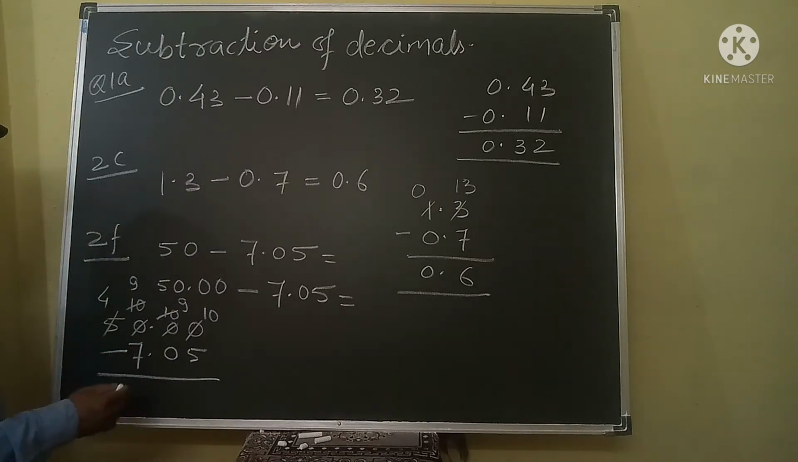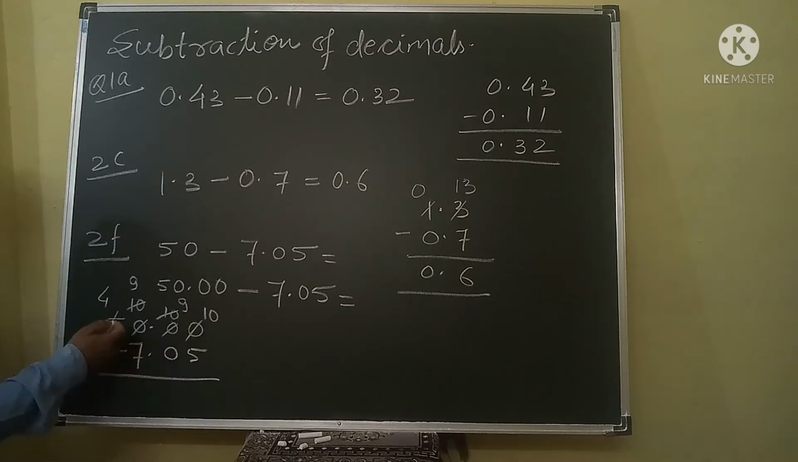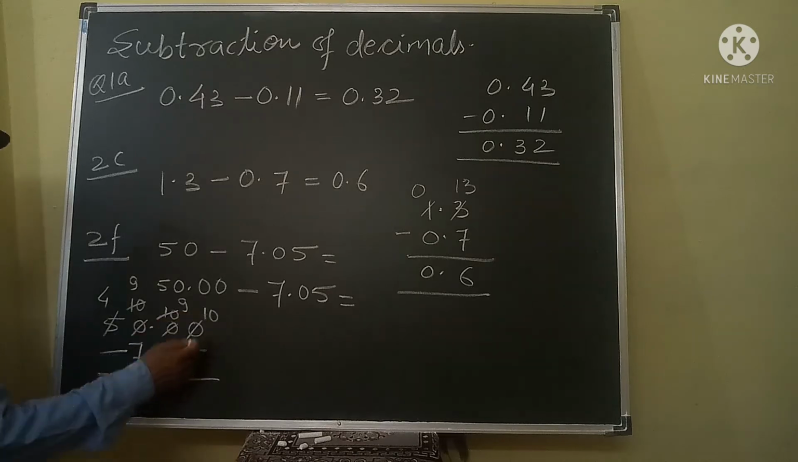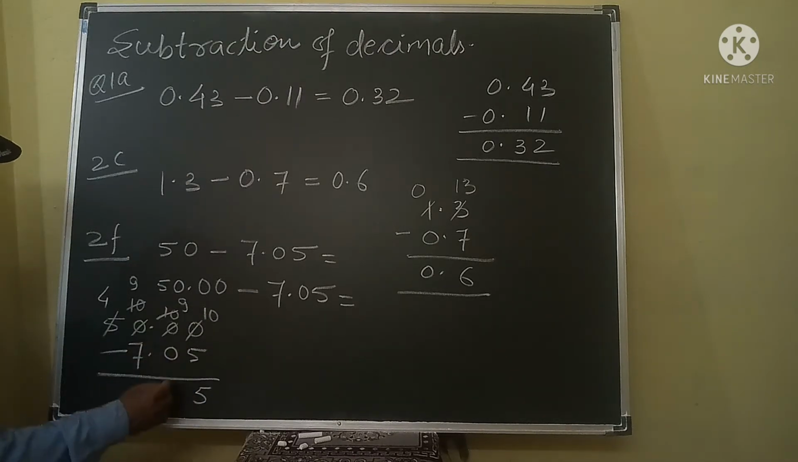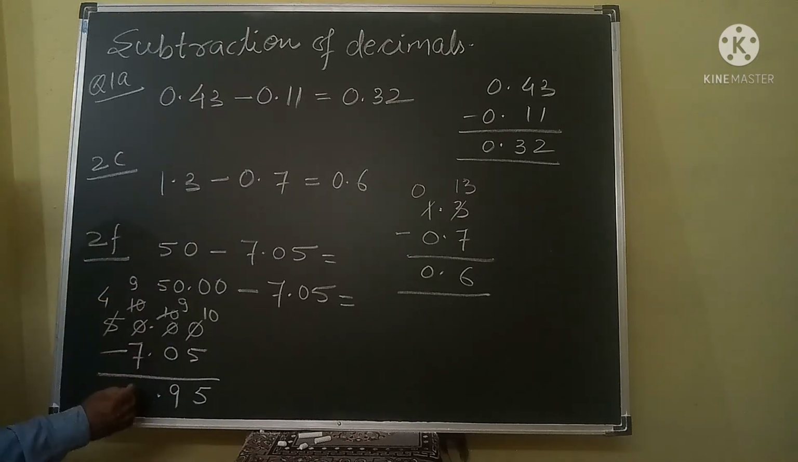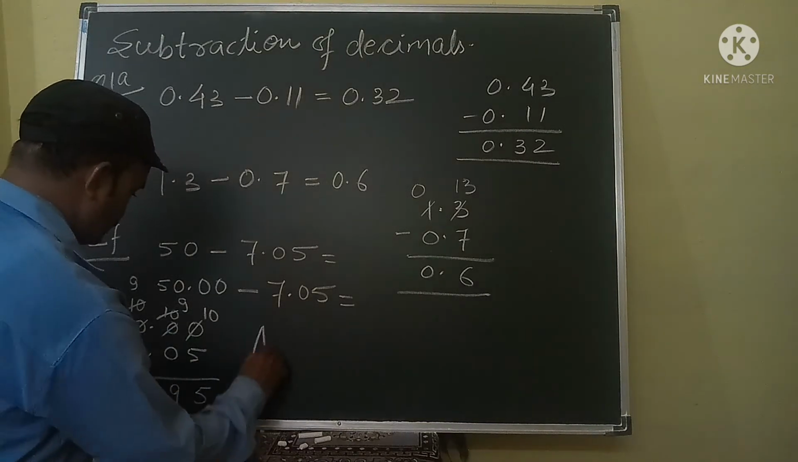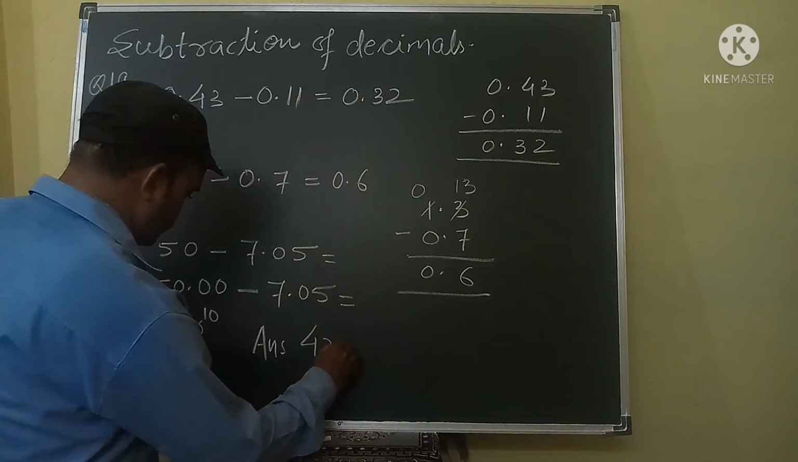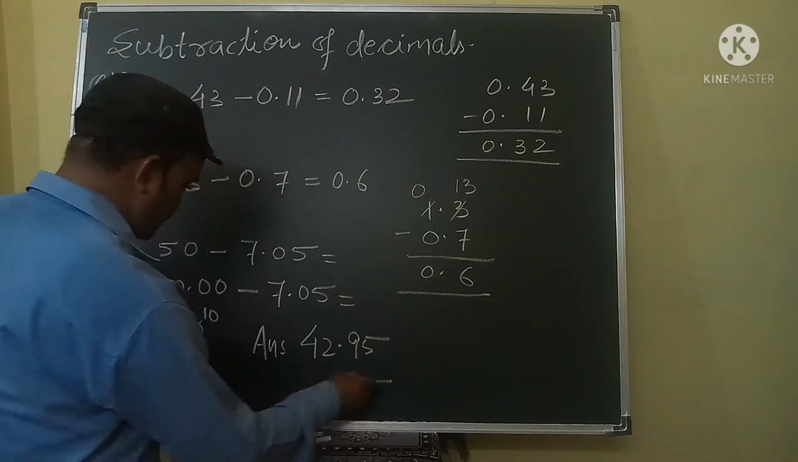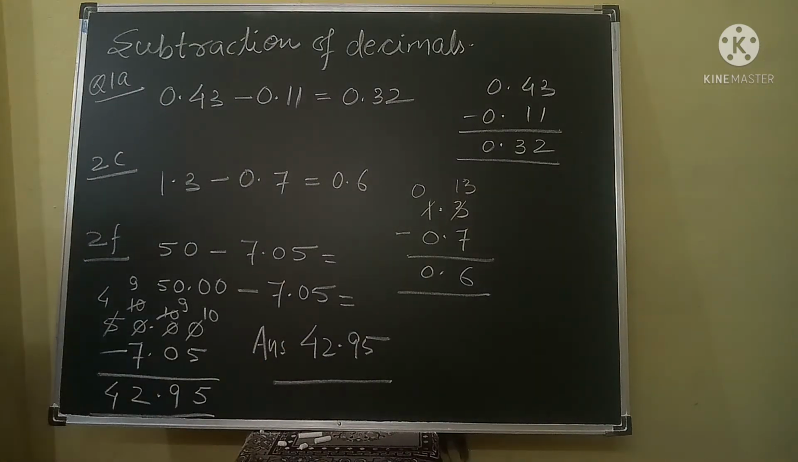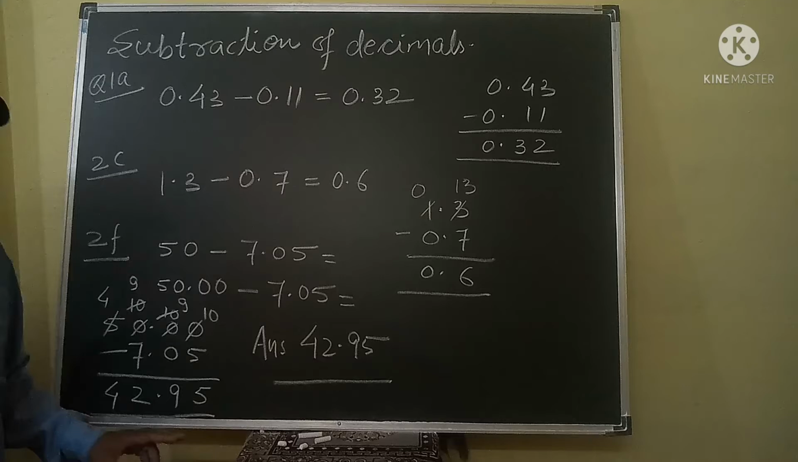Okay. Then after it is very easy to subtract 7.05 from the given number. 10 minus 5, 5, 9 minus 0, 9. Then after 9 minus 7, 2 and this is 4. Answer is 42.95. 42.95 is the required answer for the required question.